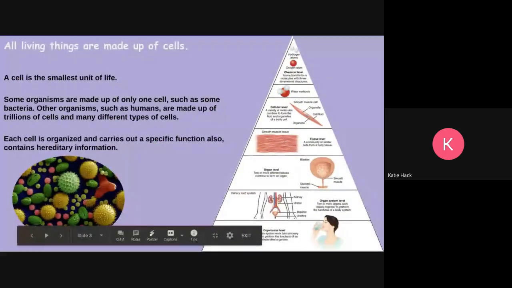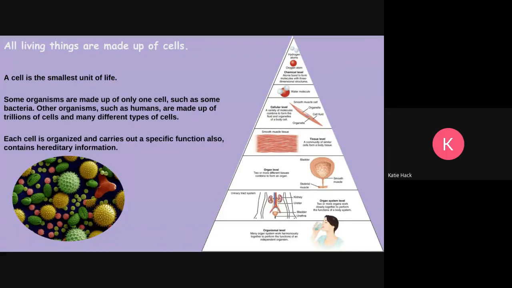And so all living things are made up of cells. The cell is the smallest unit of life. Some organisms can be made up of just one. Those are called unicellular. And then there are other organisms, such as humans, that can be made up of trillions of cells. Now, each cell is organized and carries out a specific function. And this is also going to contain hereditary information.